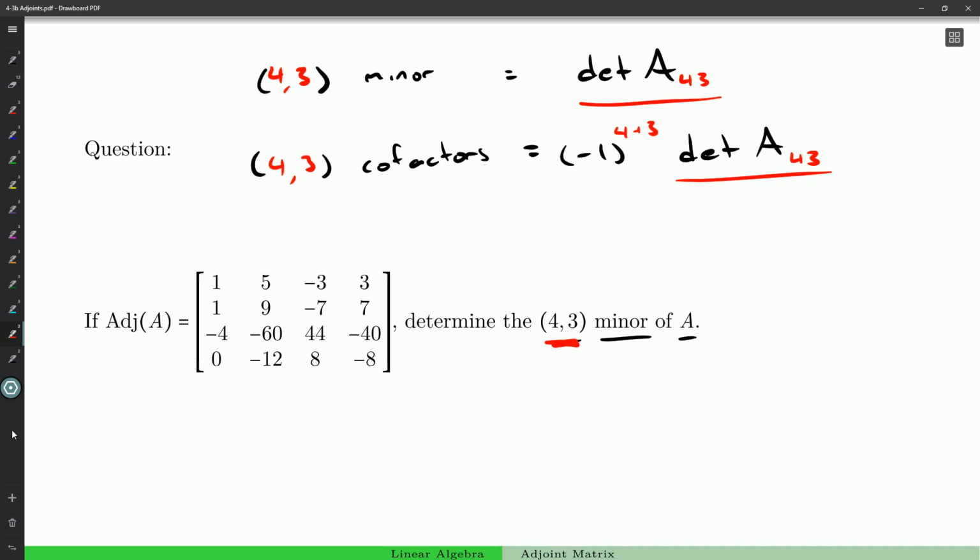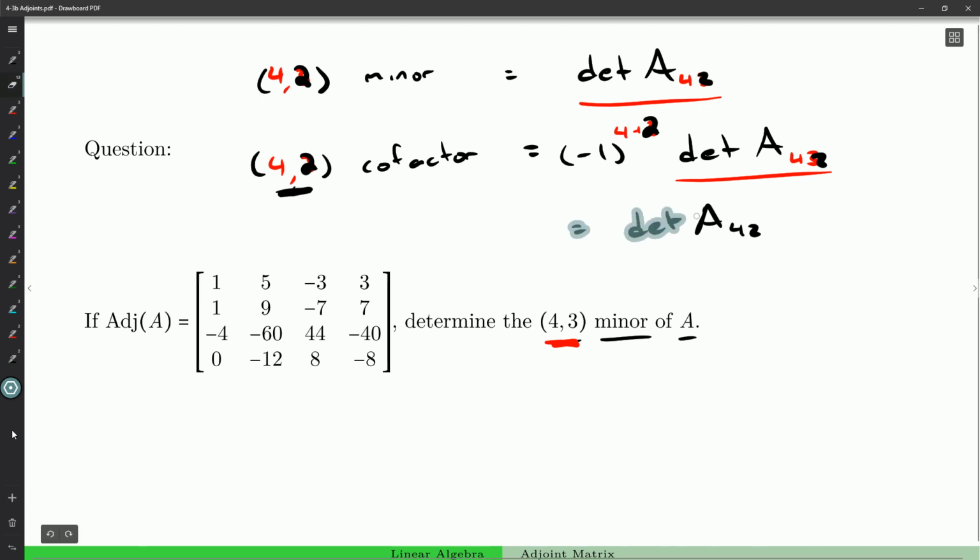Now, sometimes minors and cofactors are the same. For example, if we were asked for the 4-2 minor, and we wanted the 4-2 cofactor, well, -1 to the 4 plus 2 is just -1 to the 6, which is just 1. So it sort of goes away. Multiplying by 1 doesn't really matter. So if the numbers add up to something even, the minor and the cofactor are actually the same. But we didn't get so lucky this time.